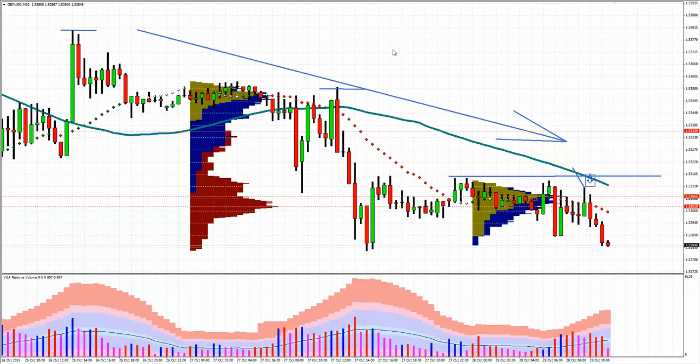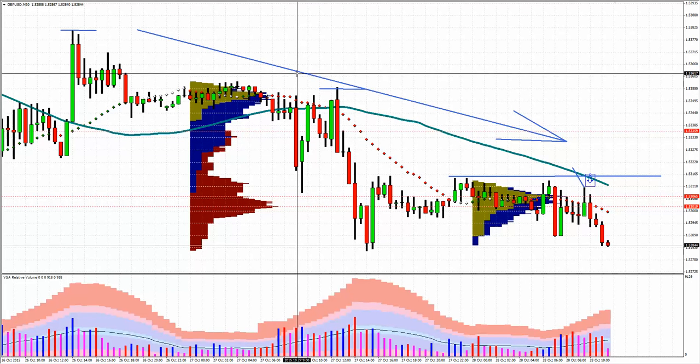I want to post this and share with my subscribers and followers this potential short, or selling, opportunity on the British pound, US dollar. What I saw here is an intraday trading idea.